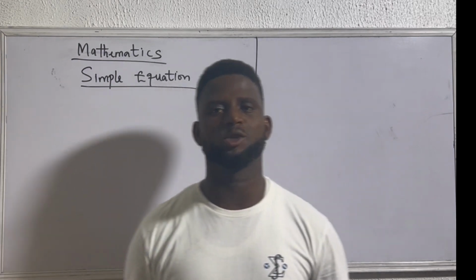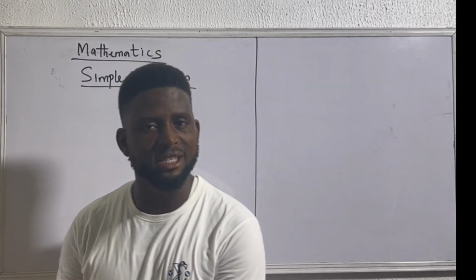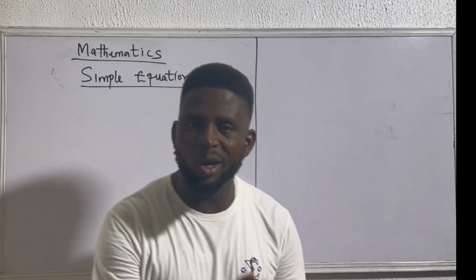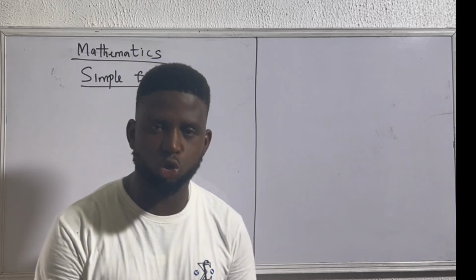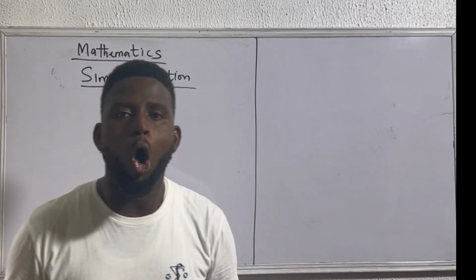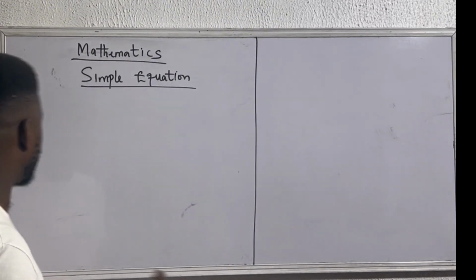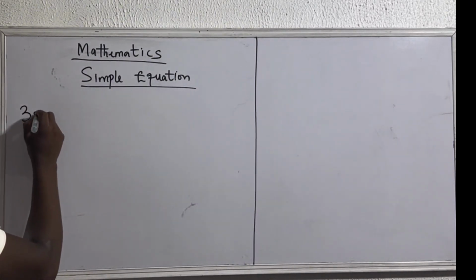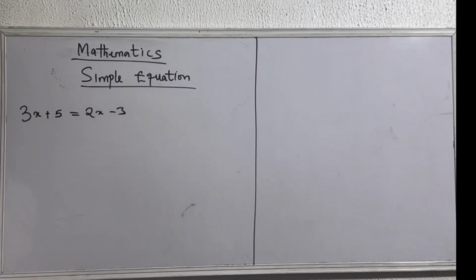In today's class, we'll be looking at the topic simple equation. So what is an equation? An equation is a mathematical statement that contains two expressions, that is, two mathematical expressions on both sides of the equal to symbol. So, for example, I have 3x plus 5 equal 2x minus 3, right?